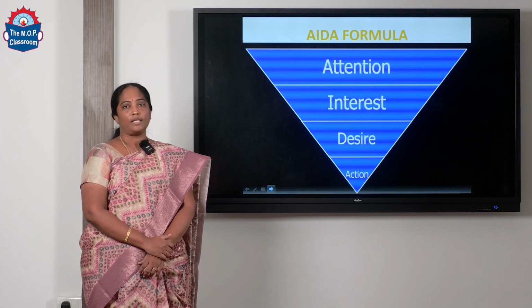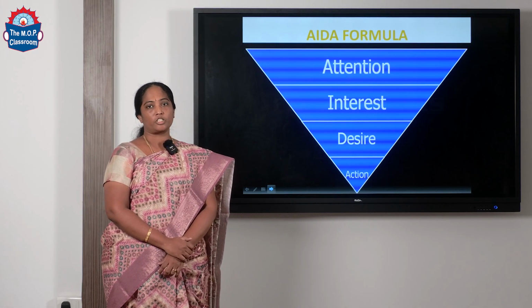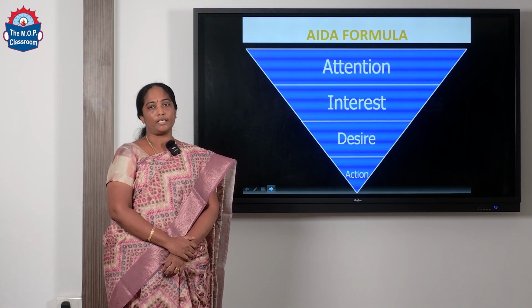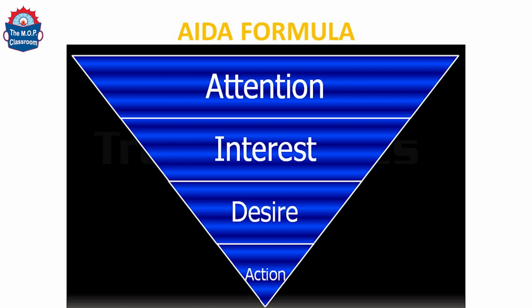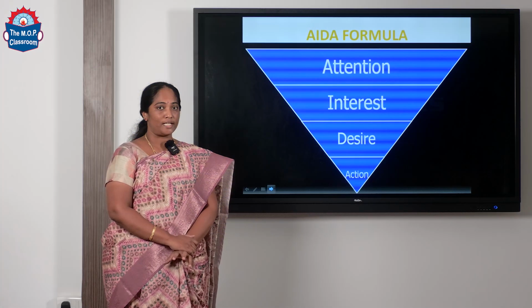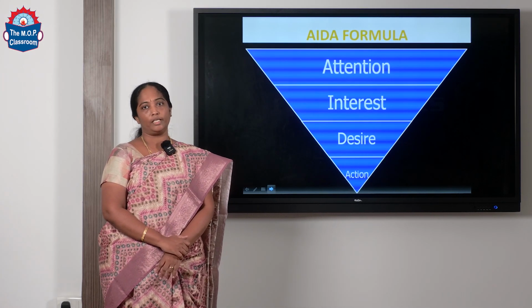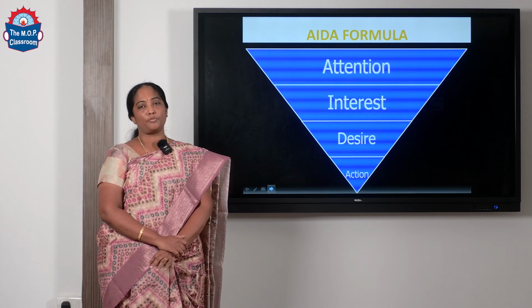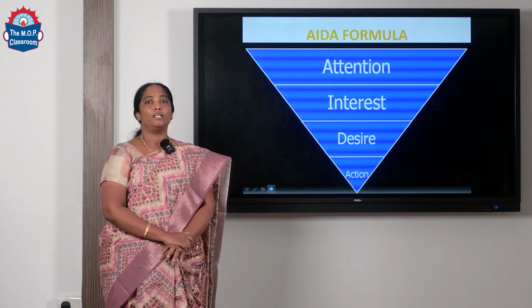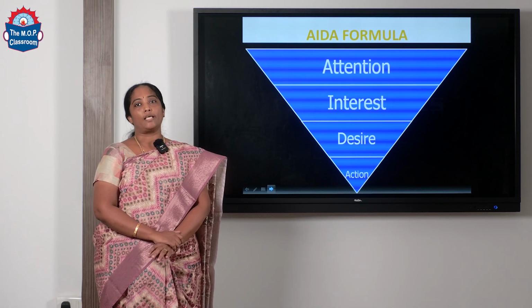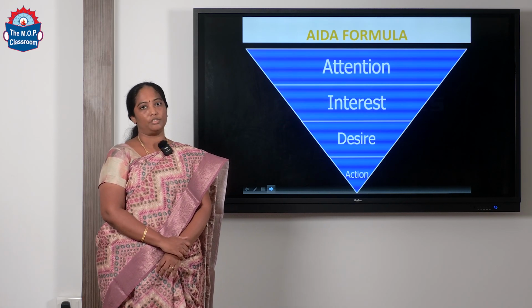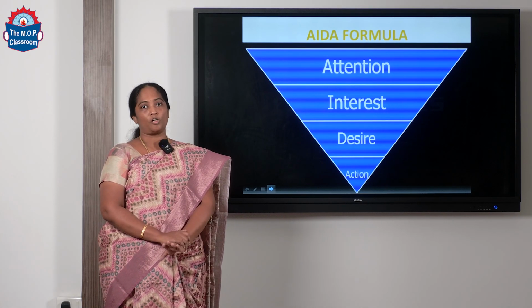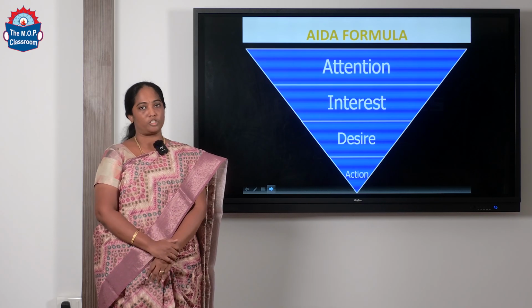Then we have something called the AIDA formula, where A stands for attention, I stands for interest, D stands for desire, and A stands for action. So the basic idea or the basic motto behind the entire promotion concept is to first catch the attention of the consumers. And this attention has to be converted into interest, and the interest in turn has to be converted into a desire, and finally all this has to be converted into action, which is making them buy the product or the service. So this is where the entire process of promotion ends, once they purchase the product.